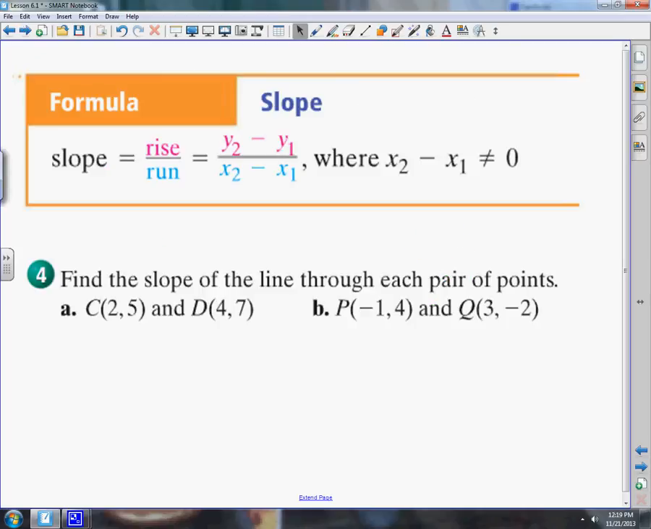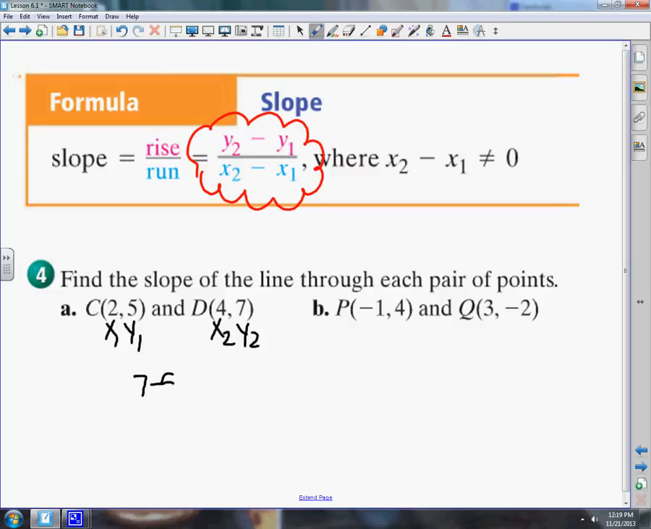All right, so remember this from last year. Hopefully it was drilled into your head. y2 minus y1 over x2 minus x1. So try these two problems. Okay, so I am going to start by labeling y1, x1, x2, y2. So y2 is 7 minus 5 divided by 4 minus 2. 7 minus 5 is 2. 4 minus 2 is 2. So that has a slope of 1.